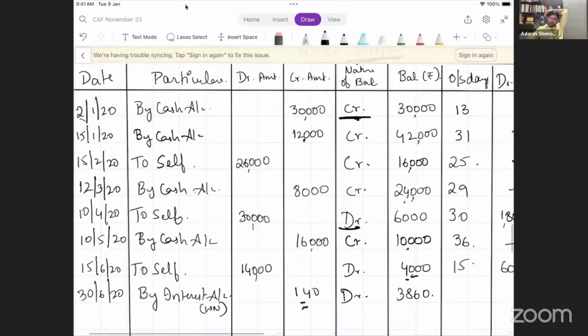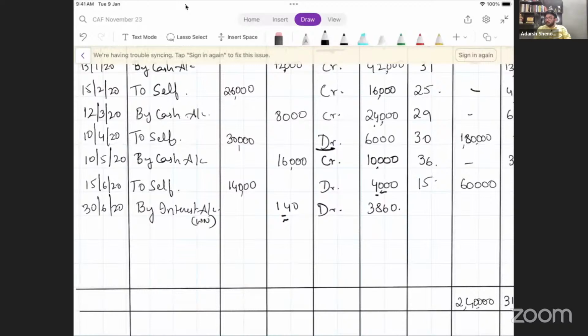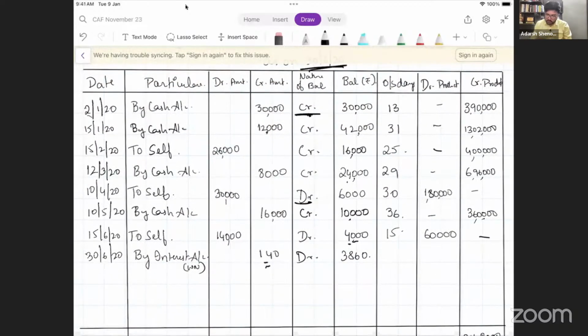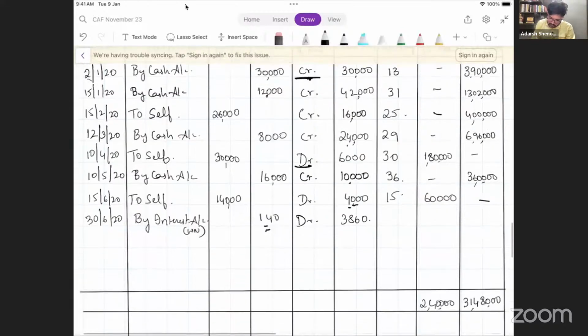Now total of the debit and credit columns. The debit side will be obviously more because there is balance. We've already calculated the balances, but we also close it here. So the total of the debit side will be 26,000 plus 30,000 plus 14,000, 70,000. This is normal ledger balancing. Same way, on the credit side you get 3860.